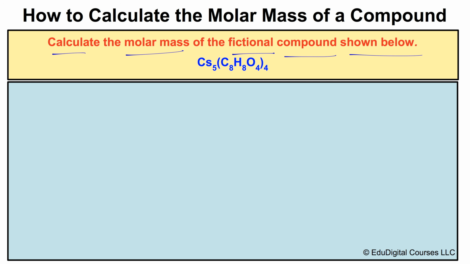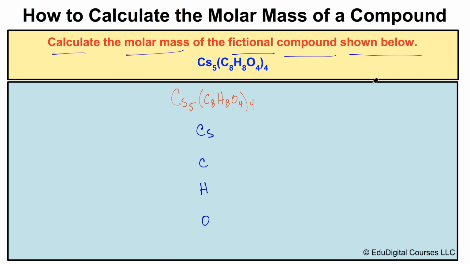In this problem here, we have a compound that has a chemical formula of Cs5(C8H8O4)4. What we have to do here is figure out the molar mass of this compound. So let's go ahead and break this down. What elements make up this compound? Well, we have cesium, carbon, hydrogen, and oxygen that make up this compound.